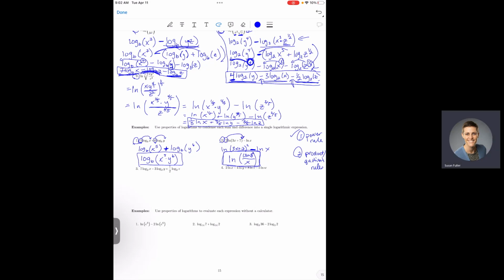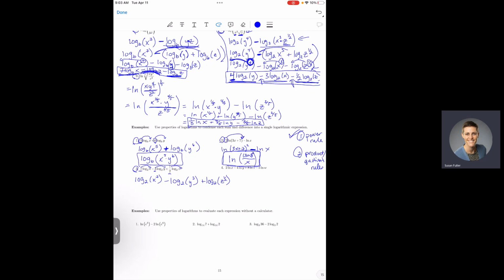Okay, so number 3. First thing that we're going to do here is the power rule. We're going to take each of these numbers out front, and we are going to toss them up into exponents. So we will have log base 2 of x to the 7th minus log base 2 of y to the 3rd plus log base 2 of z to the 1/2. All right, so we've done the power rule now. Now we just have to do the product and quotient rules.